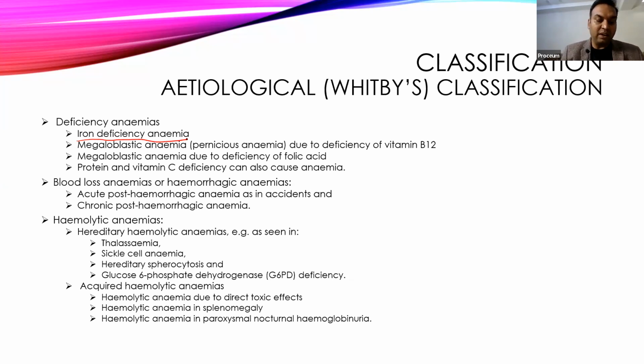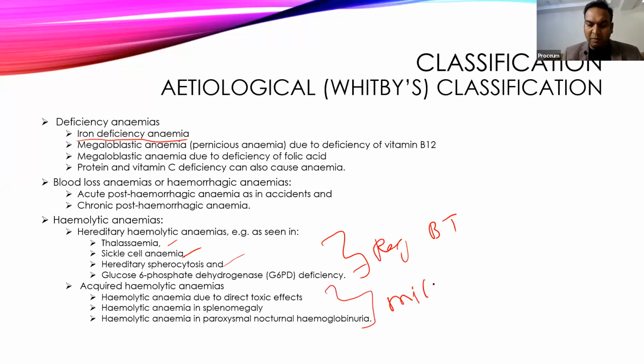Now, treatment: thalassemia, sickle cell anemia, spherocytosis, and all these will require regular blood transfusion. So हर 3 महीने में, 4 महीने में, या 2 महीने में, depending upon the severity of disease, they need a regular blood transfusion. Then there are the acquired deficiencies. These are usually mild types of anemia and don't require any treatment.